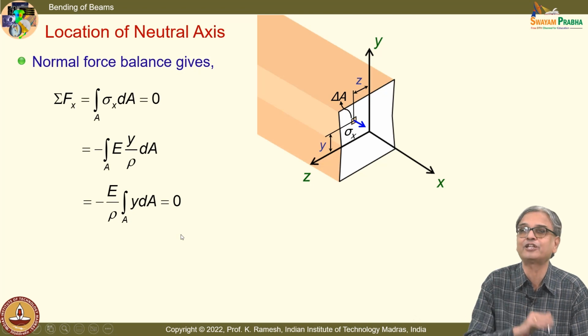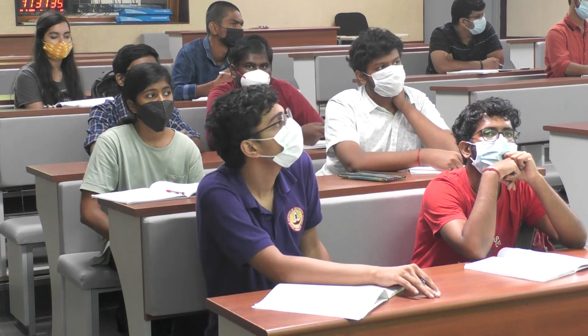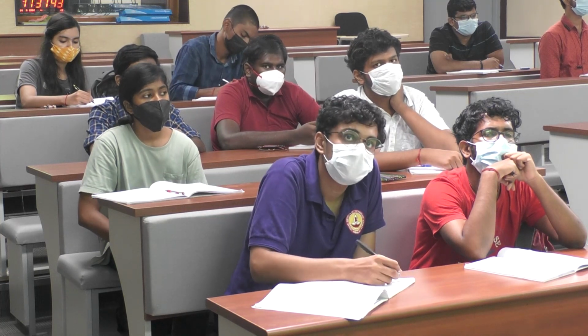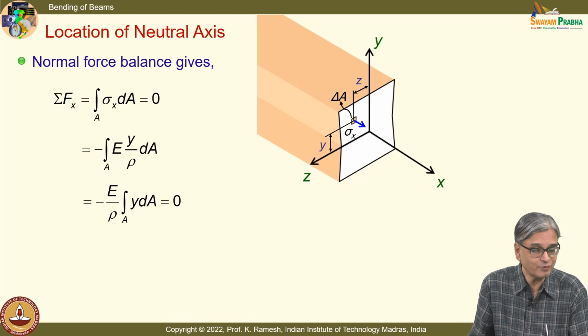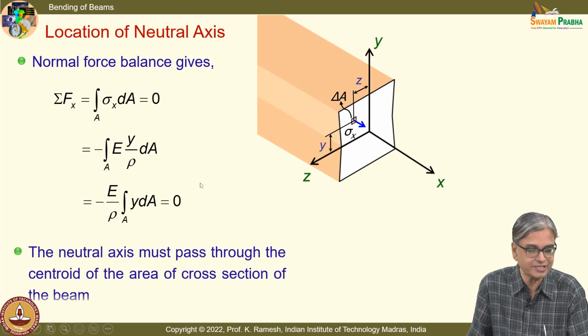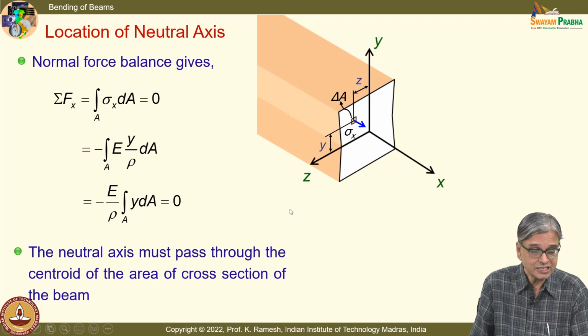But the second expression, when I take it out, minus E by rho integral y dA equal to 0, is very familiar to you. What is integral y dA? First moment of area. What is the definition of your centroidal axis? You define the centroidal axis based on that, isn't it? So that is the reason why we have said when the cross section is symmetric and is made of one material, on the strength of this expression, the neutral axis must pass through the centroid of the area of cross section. This is a specific situation when I have a constant material and linear.